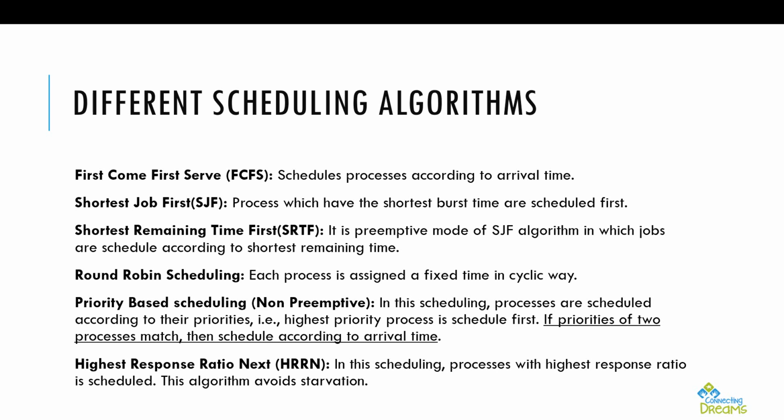Now, if the priorities of two processes match, then they are scheduled according to their arrival time in priority-based scheduling algorithms. The next one is highest response ratio next. In this scheduling, the process with the highest response ratio is scheduled. To get this response ratio, we have a formula: waiting time plus burst time divided by waiting time. This generates a response ratio, and whichever process has a higher response ratio would be entertained first.